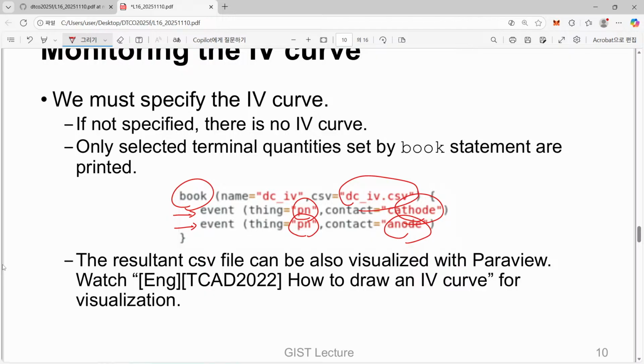DC_IV.csv is the output file. So let me say that I want to name it out.csv. Then what will happen? Once this execution is over, instead of DC_IV.csv, you will have a new file called out.csv. Then you can just open it and have a look at the printed numbers to draw something.